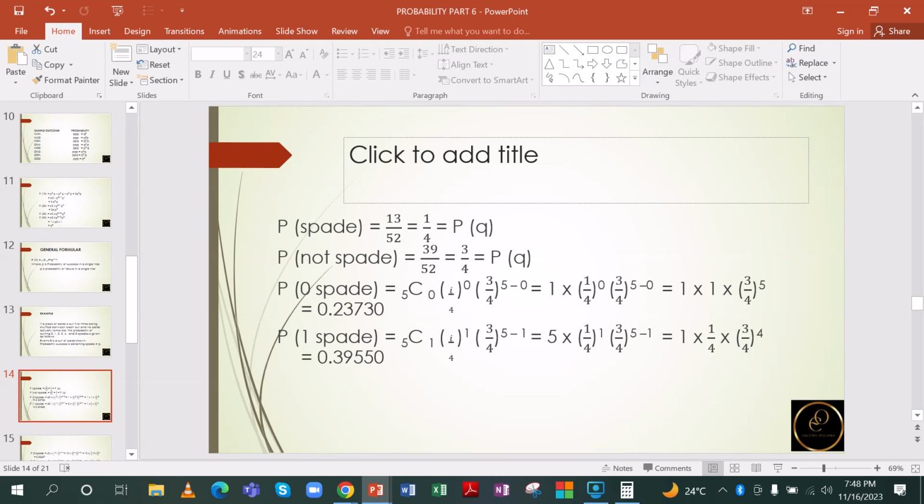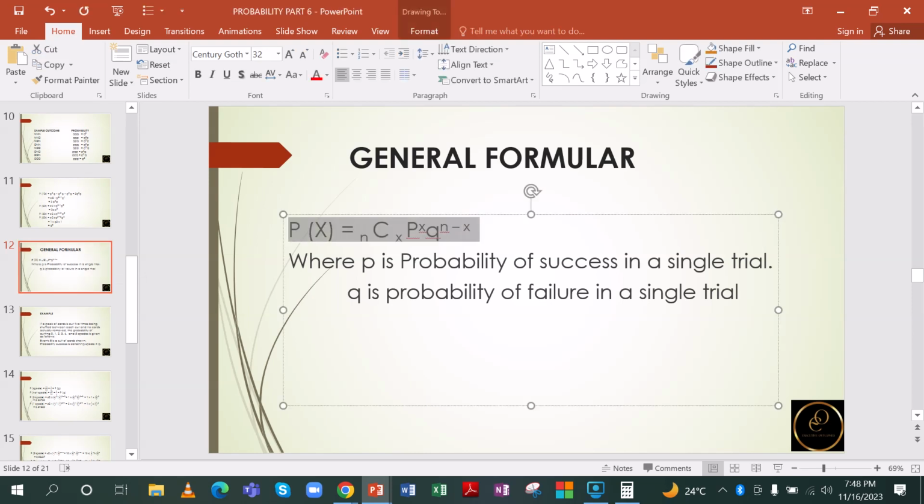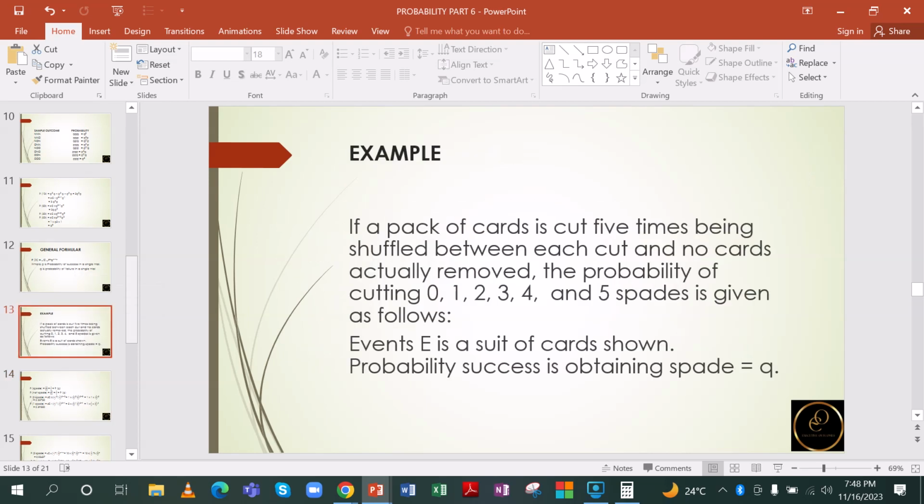So if we know the two probabilities, then we can slot them into the general formula to find the probability. That's what we're going to use. Using the general formula, we start by calculating these probabilities: the probability of drawing a 0, a 1, a 2, a 3, a 4, and up to 5. That's what we start looking at.